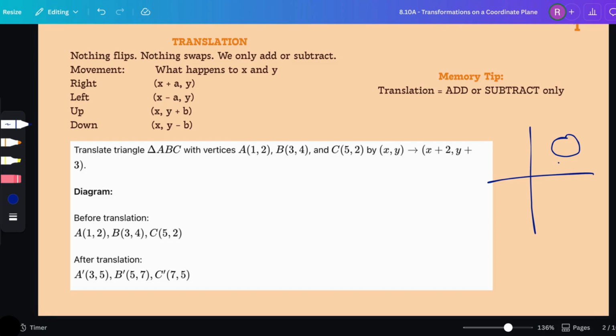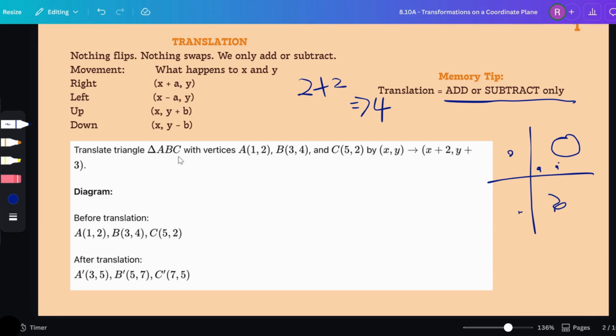So let's see an example. What it means in summary is that you add or you subtract only. When you add, let's say x is 2, when you add 2 to 2, it becomes 4. So if the point is somewhere here before, it will move here. It will only change location a little bit. It will not flip, it will not swap. So now let's look at this example for a better understanding.